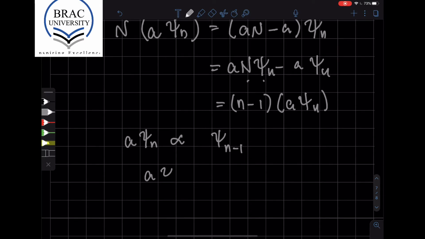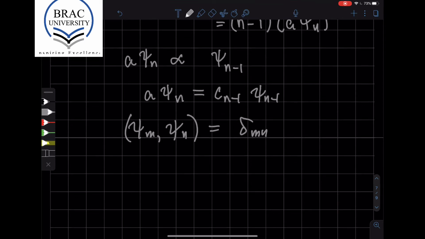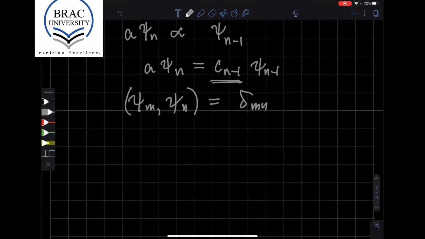So this state, we can write the proportionality constant as C_{n-1} psi_{n-1}. Here we are going to assume that all our states are normalized so that the inner product between psi_n and psi_m is delta_mn. This proportionality constant will play an important role, as we shall see soon. Similarly, if we apply a dagger on psi_n, what happens to this state?